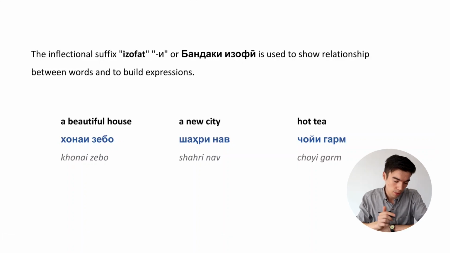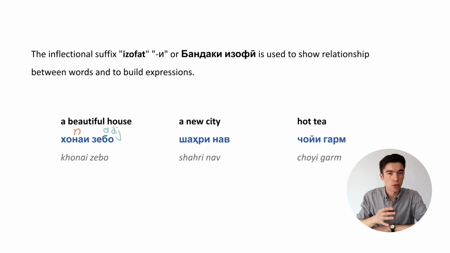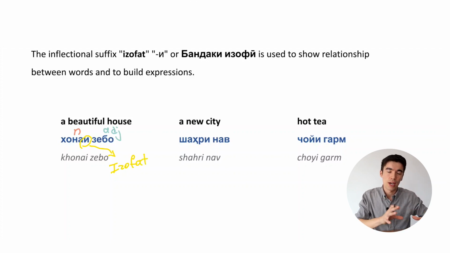Okay, now let's look at this example. A beautiful house, which in Tajik is khonei zebo. The first word, khona, which means house, is a noun, and the next one is an adjective, zebo, which means beautiful. So you see, first goes the noun khona and then zebo. As you can see, khonei ends with E. So this is the Bandaки изофӣ or Izofat that connects these two words, khona and zebo. Khonei zebo, together, beautiful house.